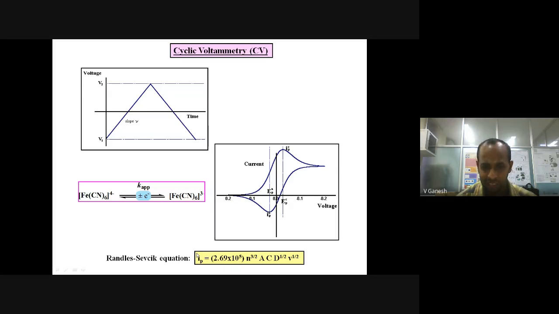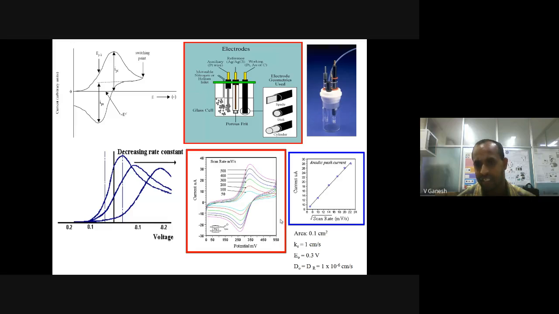As you can see, this equation is in the y equals mx form, which we probably studied in school. If you plot y versus x, let's say ip versus nu to the power half, you would get a linear plot that passes through the origin. So you would have a linear relation which passes through the origin.